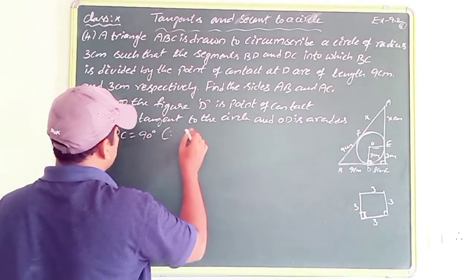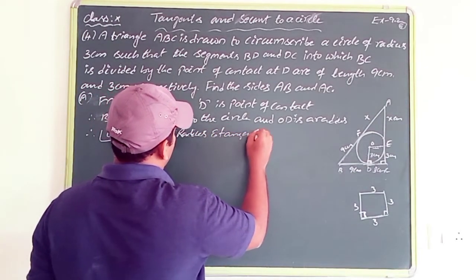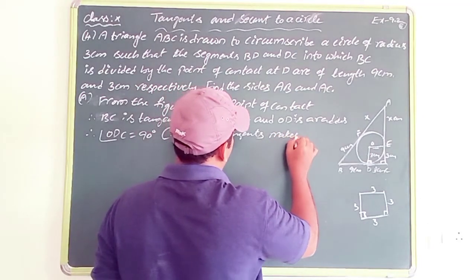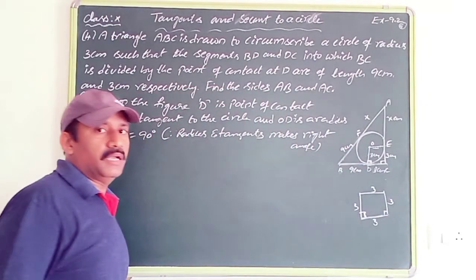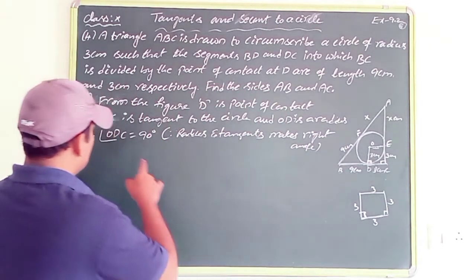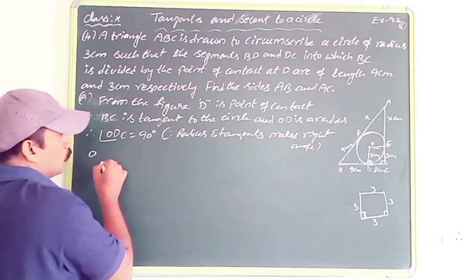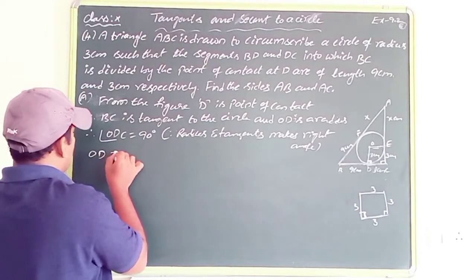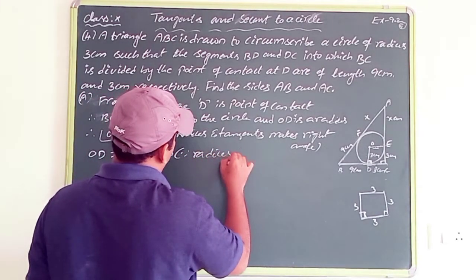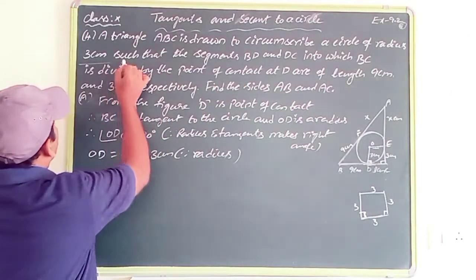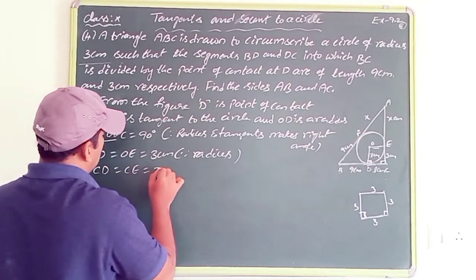Since we can write here, radius and tangent make a right angle at the point of contact. That point you can also write there. So ODC is equal to 90 degrees. Now you can observe OD is equal to OE, equal to 3 centimeters, since those are the radius, already given as 3 centimeters, right? And CD is equal to CE, CD is equal to 3 centimeters.